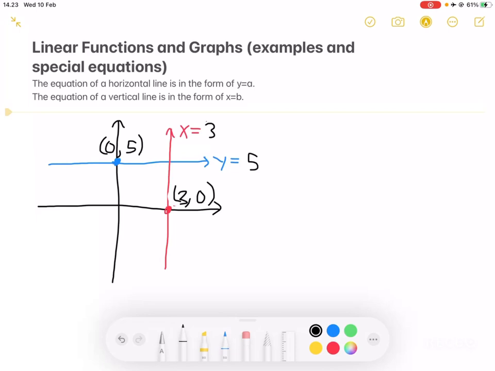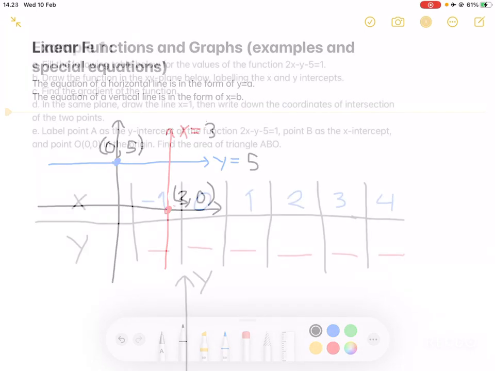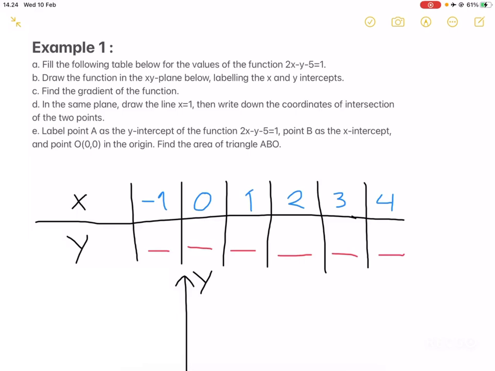So this is all I have to say about some special equations of horizontal and vertical lines. So let's jump into some examples. Alright, for the first question. Usually in linear functions and graphs type questions, there are several parts that you need to answer, such as this one. First you need to fill the following table for the values of the function 2x minus y minus 5 equals 1.